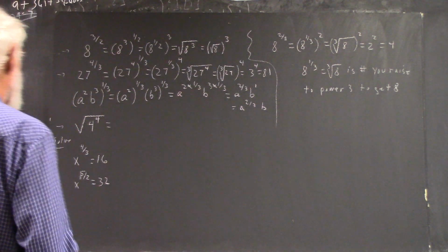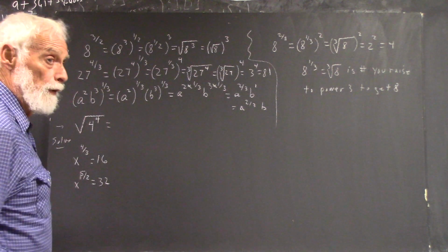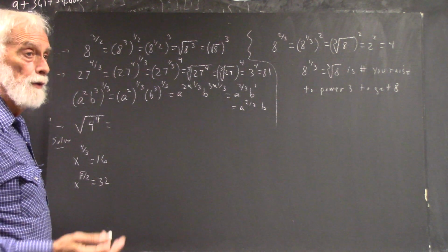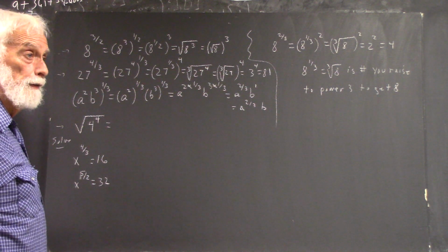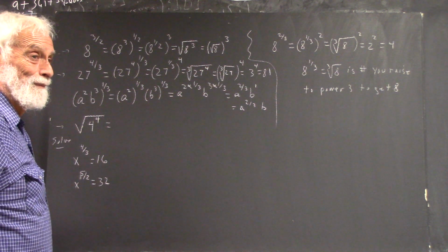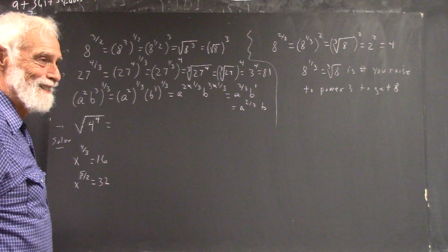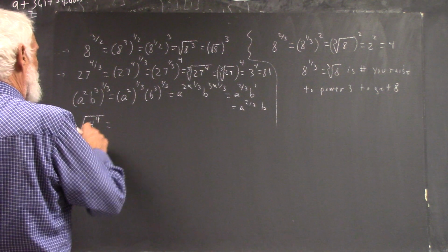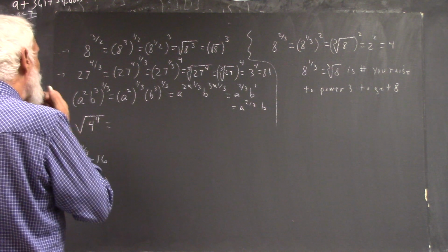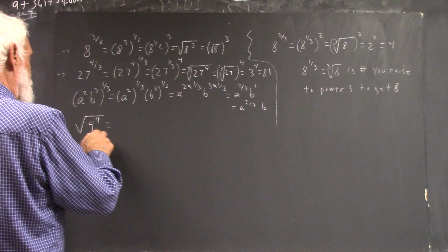Okay? Now, square root of 4 to the 4th. 4 to the 4th isn't bad, it's 256. You know what the square root of 256 is? You would if you knew your multiplication tables up to 20, but nobody does. Okay. I mean, yeah, some people do. Okay.